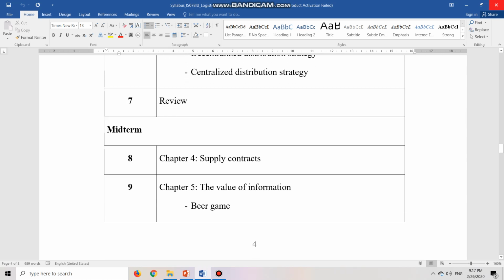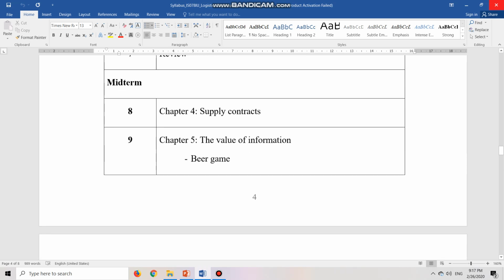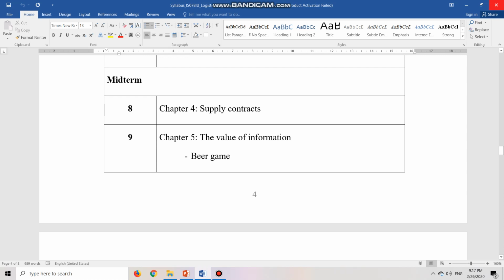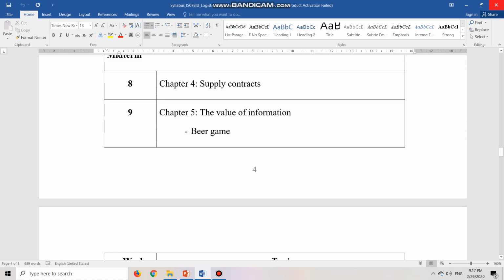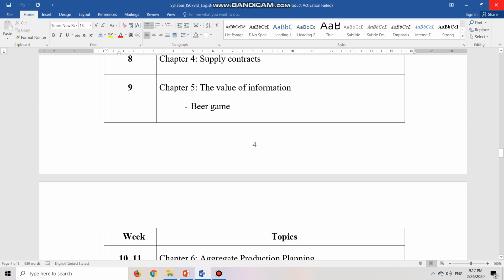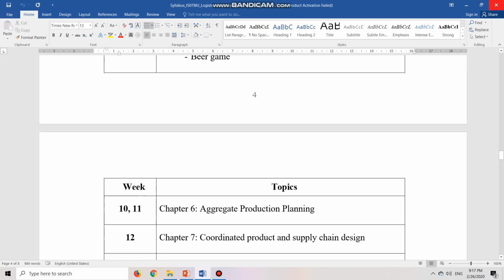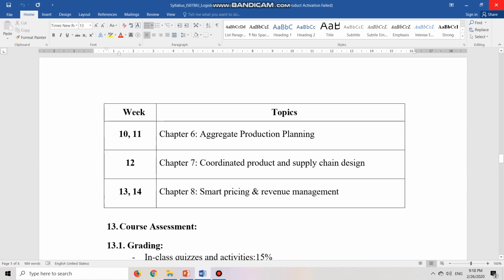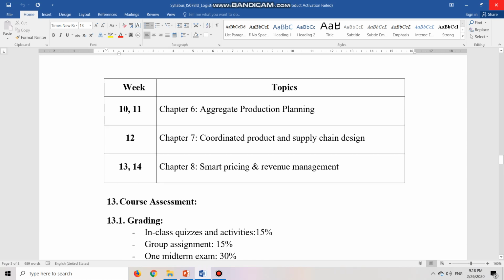After the midterm, we will study supply contracts. In the 9th week, we will learn about the value of information. We will learn how to play the beer game. In the next 2 weeks, we will learn aggregate production planning. And in week 12, we will learn about coordinated product and supply chain design.